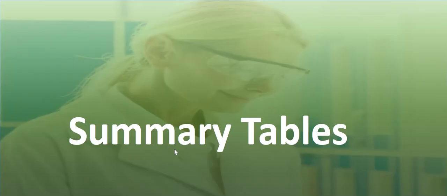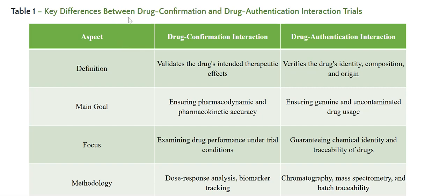Next, we have tables to summarize what we have covered through this lecture. We have a table on key differences between drug confirmation and drug authentication interaction trials. For each aspect here, there is a comparison between both. For instance, for definition, drug confirmation interaction validates the drug's intended therapeutic effects, while drug authentication interaction verifies the drug's identity, composition, and origin. Other aspects to compare are main goal, focus, methodology, and example.